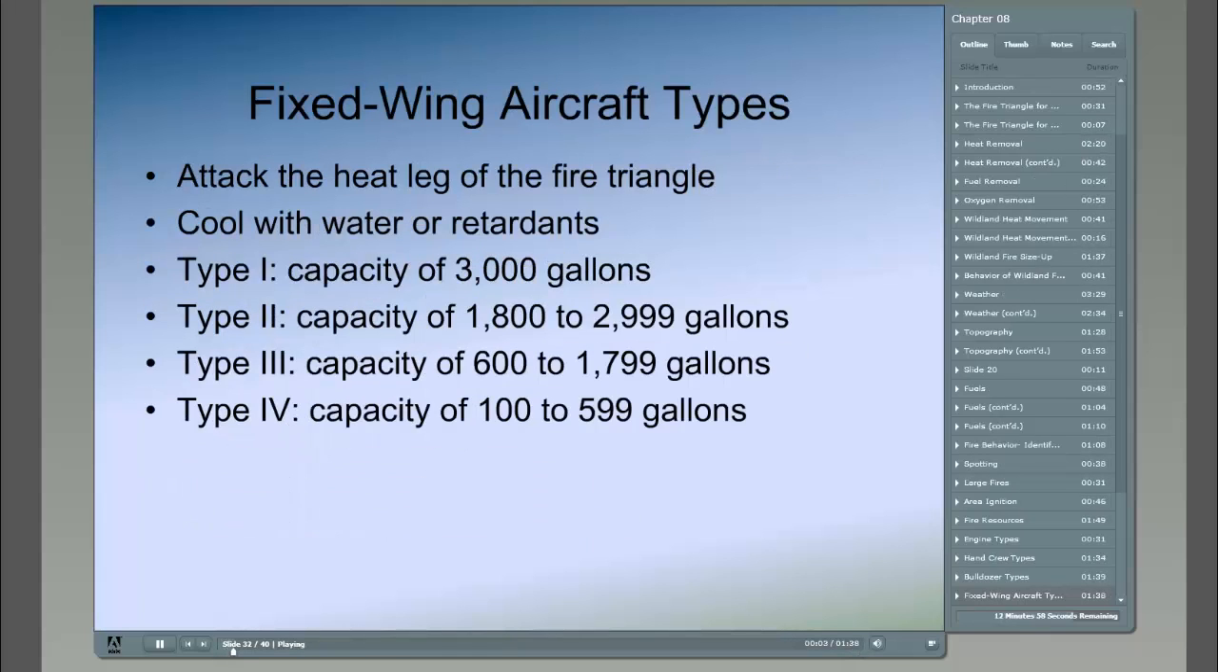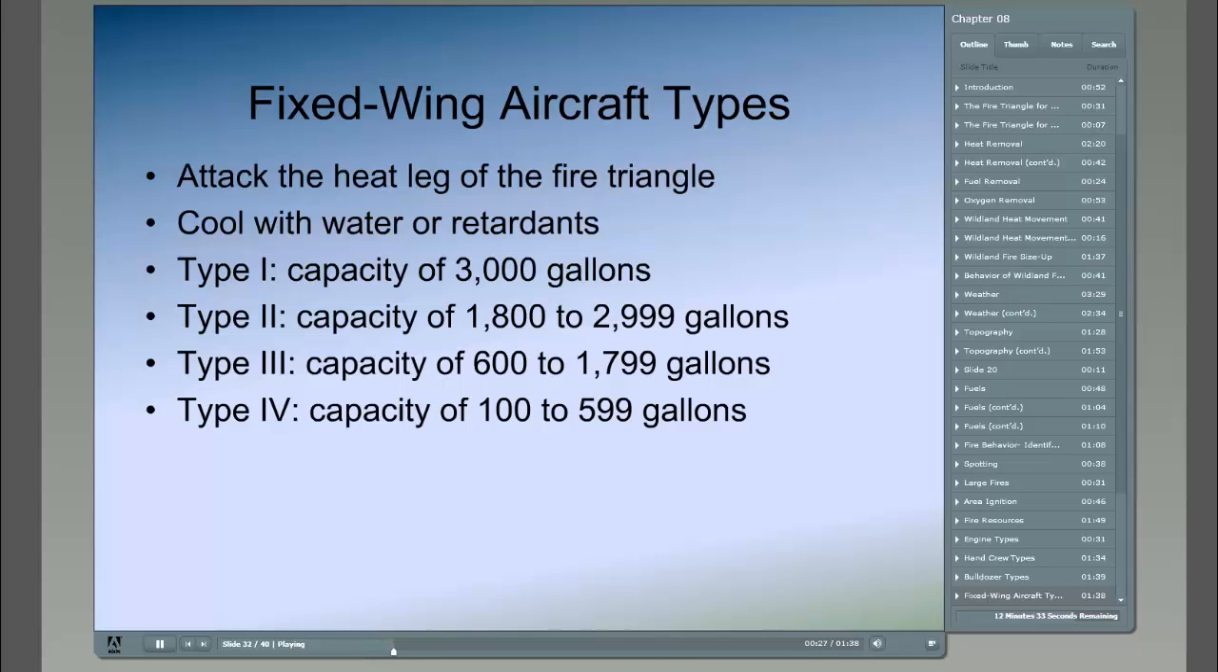Both fixed-wing and rotary aircraft will attack the heat leg of the fire triangle, cooling with water or retardants. Aircraft are typed on the ability to carry water or fire retardant materials. Some are designed to drop materials in a single drop or spread it out by dropping a load from their tanks in a series, thus spreading it over a larger area.